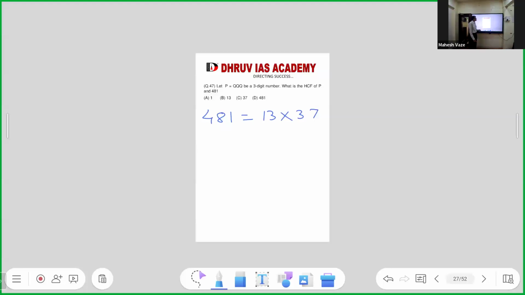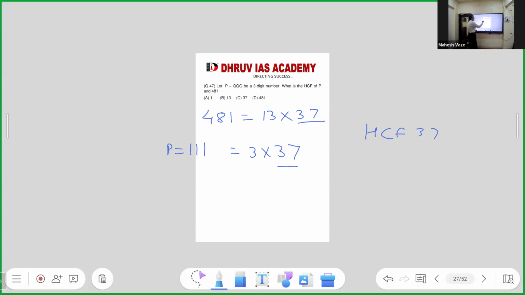Now we will see this QQQ, which means all the 3 digits are the same. So what is the HCF of P? Suppose P is equal to 111. So 111, the factors are 3 into 37. So if you see this 481 and 111, the only common prime factor is 37. So HCF will be 37.